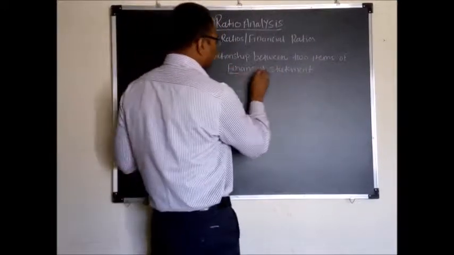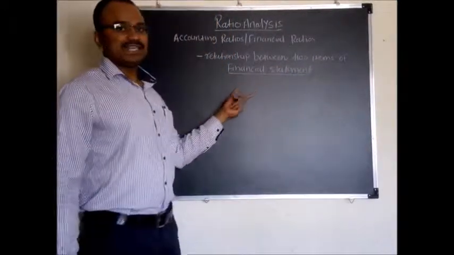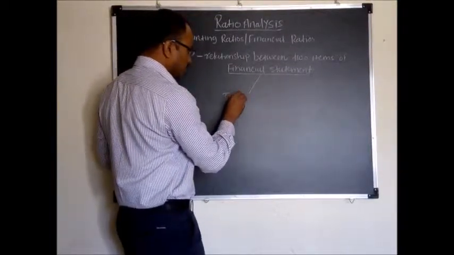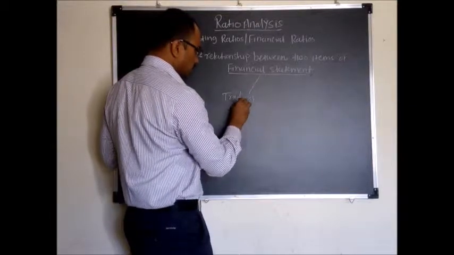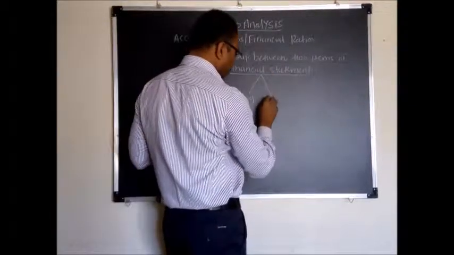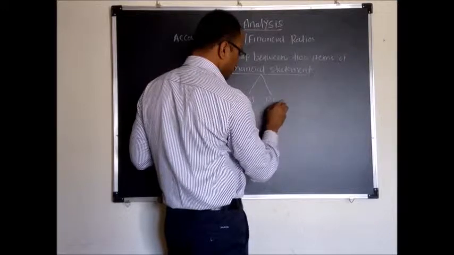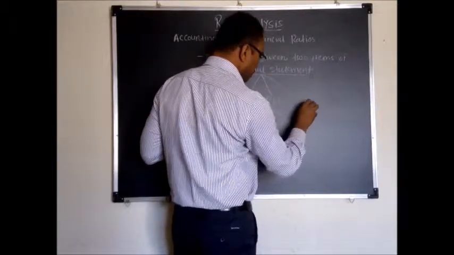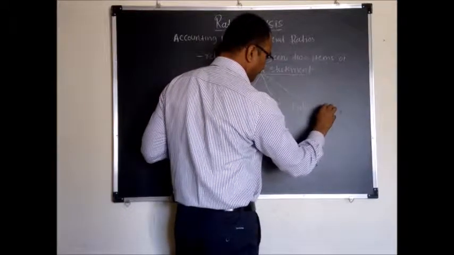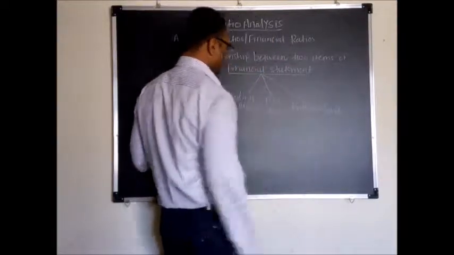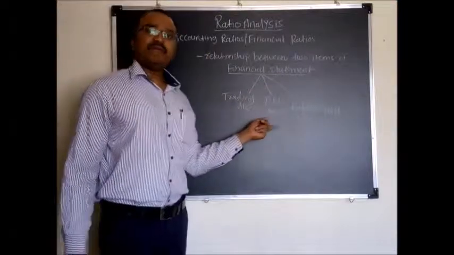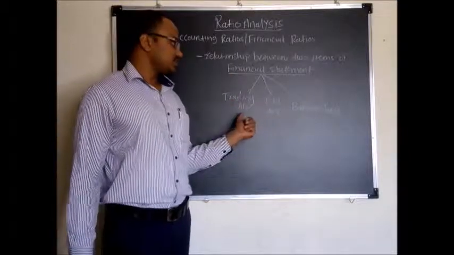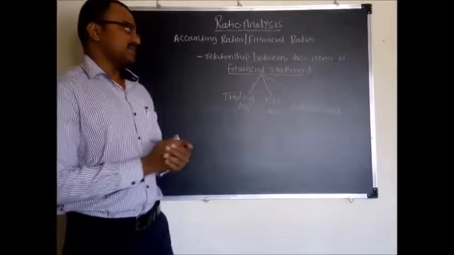You must be familiar with the word financial statement. Financial statement includes trading account, profit and loss account, and the third term is balance sheet. These are the main components of financial statement. So financial statement includes trading account, profit and loss account, and balance sheet.